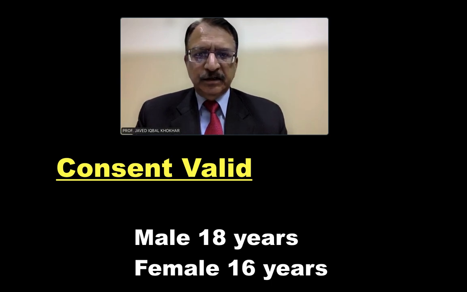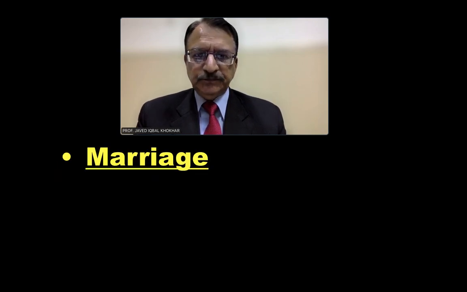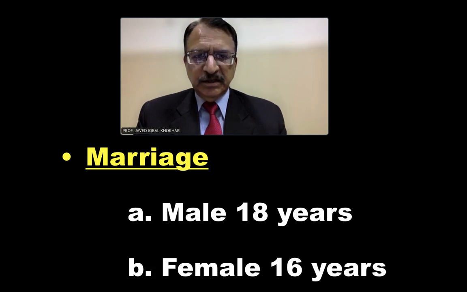Then valid consent for males is 18 and for females is 16. And for marriage, male is 18 years and female is 16. That previously what I told for the court marriage, that is 21 for the male and 18 for the female.